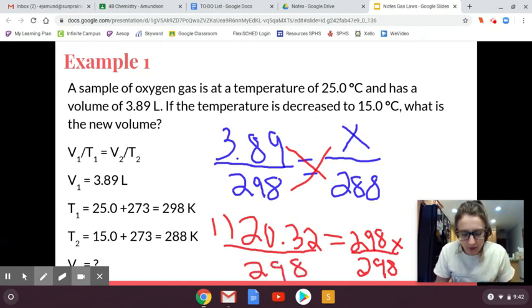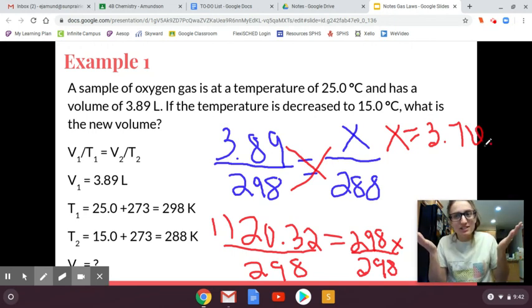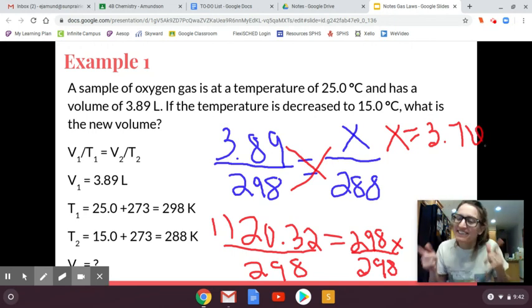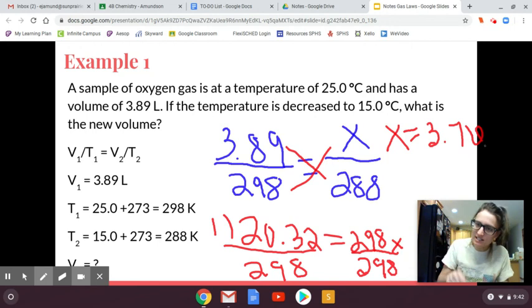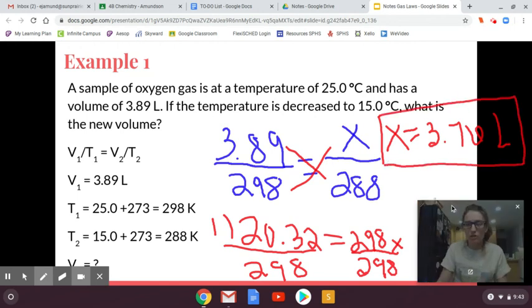So 1120.32 divided by 298 means that X is equal to, if I round this to 3 sig figs, we should be getting 3.76. And what's the unit? Yes, liters, because V1 went in as liters, so V2 comes out in liters. Sorry that this is kind of sloppy. Our final answer is 3.76 liters for V2.